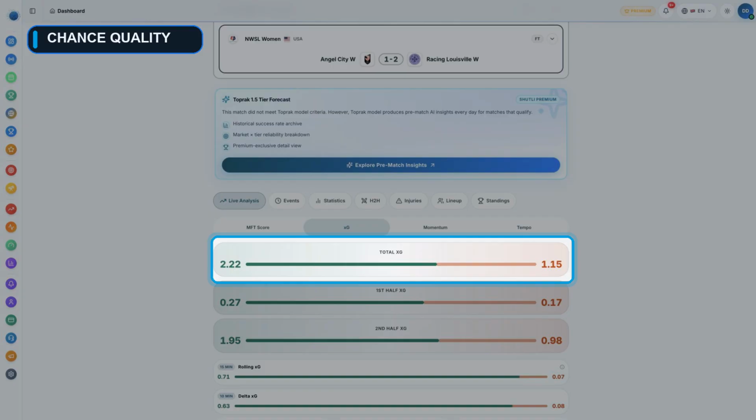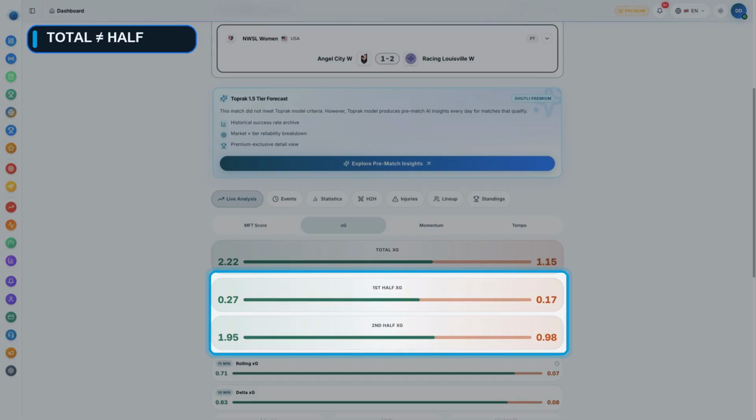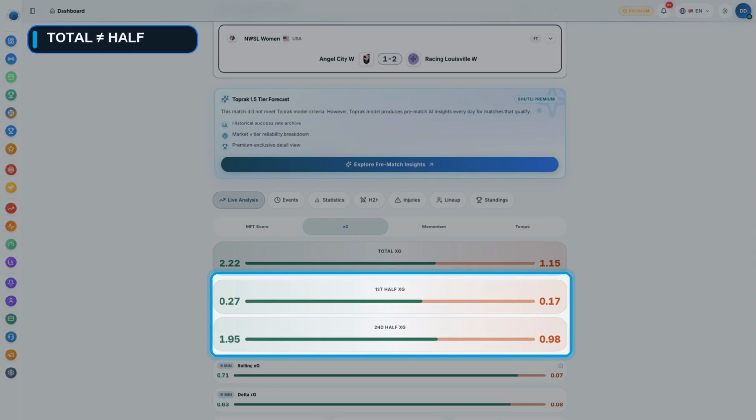The half-by-half split shows when the total was produced. The first half values are 0.27 and 0.17. The second half values are 1.95 and 0.98. Both sides produce most of their chance quality in the second half, with a clearer increase for the home side.